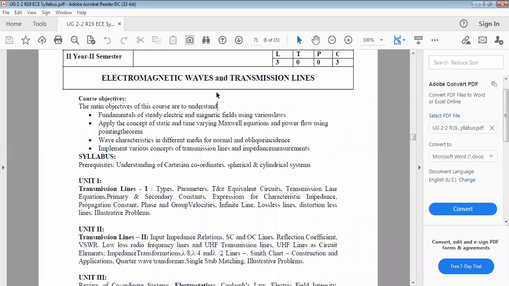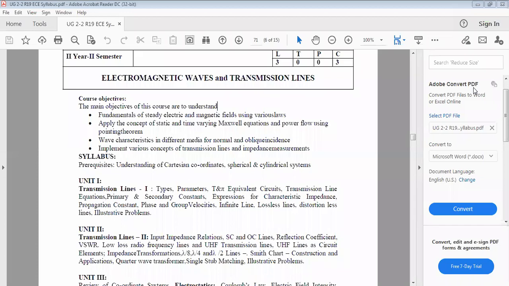But as per the syllabus, the first content is the transmission line. That's why I want to give the outline of the transmission lines. What is meant by transmission line? Most of the information is available in the title itself, right? Transmission line is the physical medium.